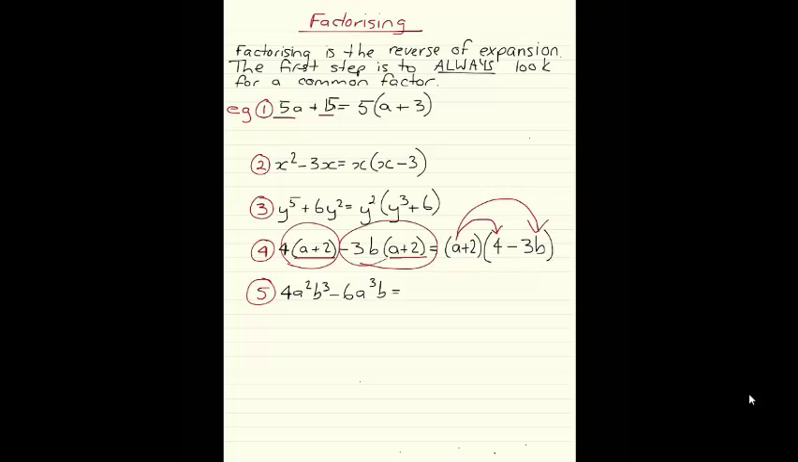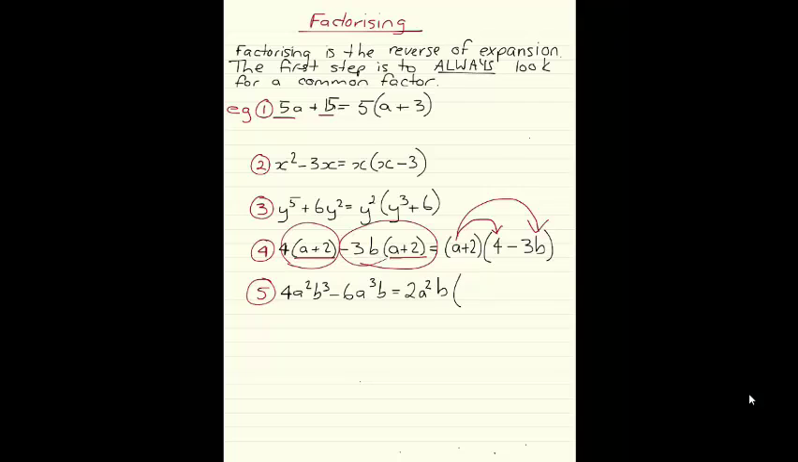Okay, the last question, more than one common factor. So first look at the numbers. There's a common factor of 2. Then look at the a's. There's a common factor of a squared. Then look at b's. There's a common factor of b.